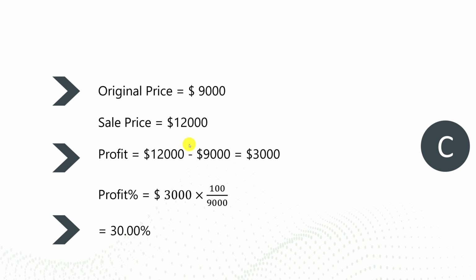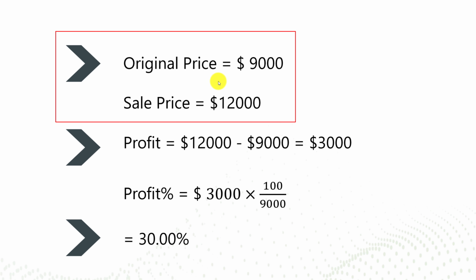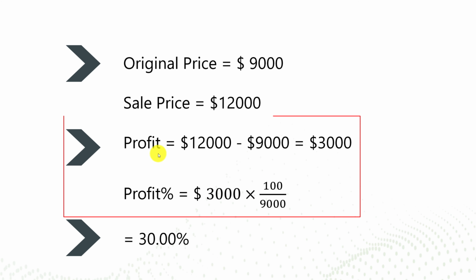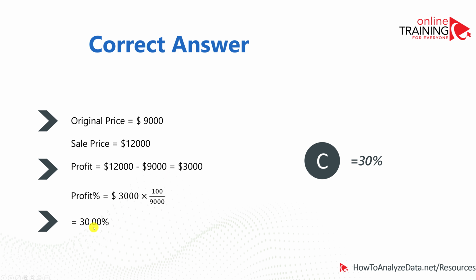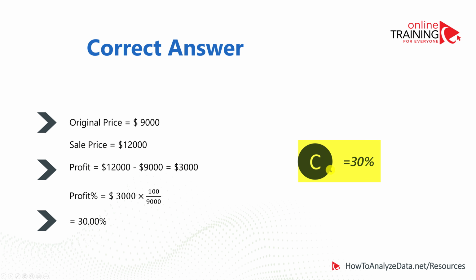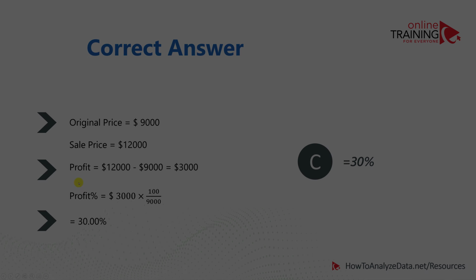Let's recap. The original price for the vehicle was $9,000. The sale price was $12,000. Profit is $3,000 and is calculated as $12,000 minus $9,000. The profit percentage is calculated as $3,000 divided by $9,000 and multiplied by 100, and is equivalent to 30%. So choice C is correct. Did you get this one right? Please share in the description of this video if you got this one correctly.